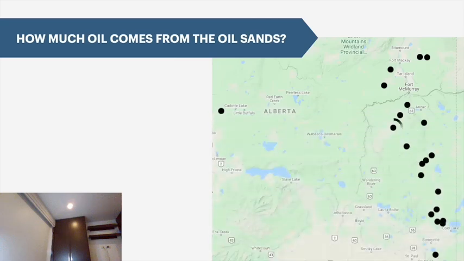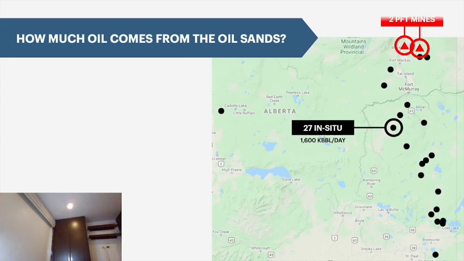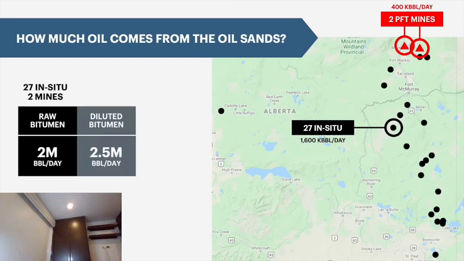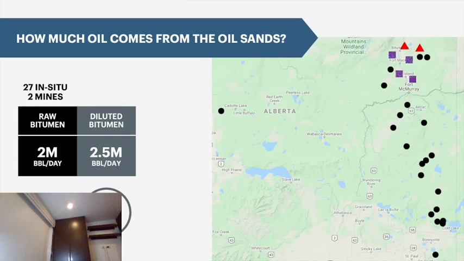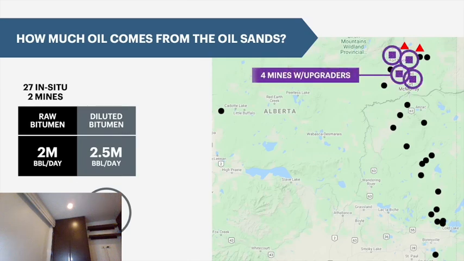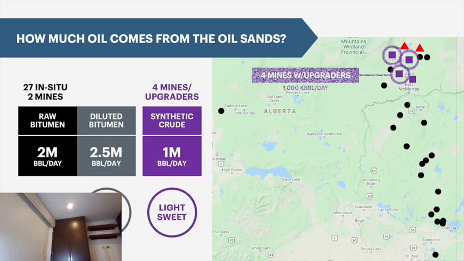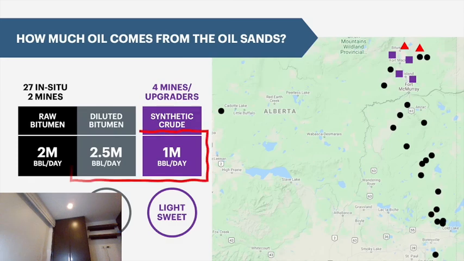So just to recap, there are almost 30 in-situ facilities and 2 mining facilities that produce 2 million barrels per day of marketable bitumen, which is diluted and sold as a dilbit blend, and 4 mining facilities which send their bitumen to 4 upgraders, which produce about 1 million barrels per day of synthetic crude. That all works out to about 3.5 million barrels per day of crude, which is sold to refineries, including the diluent portion.